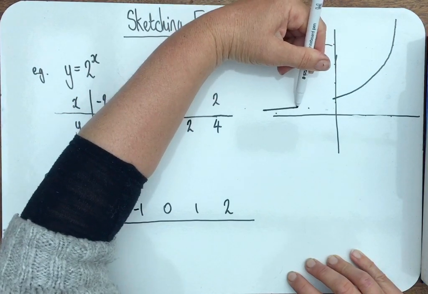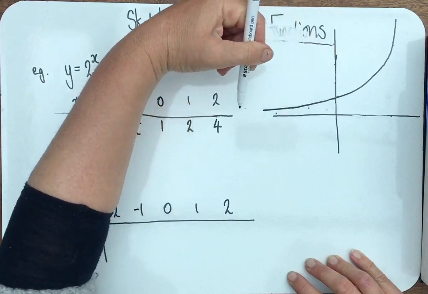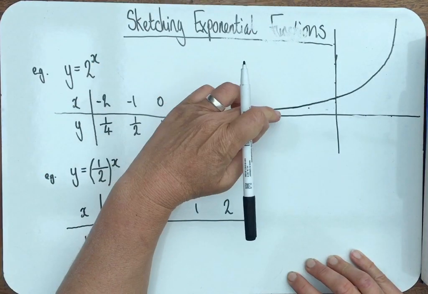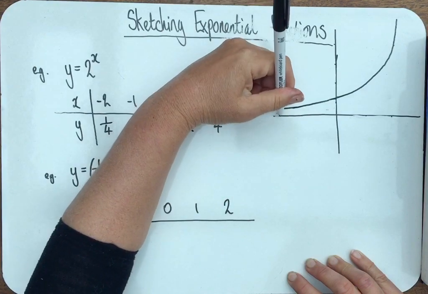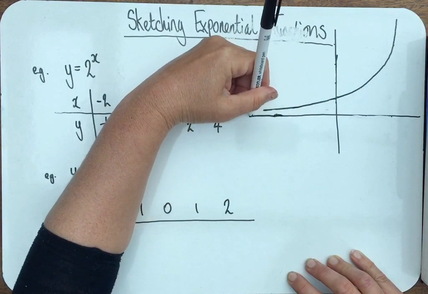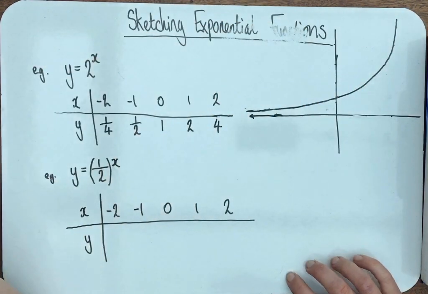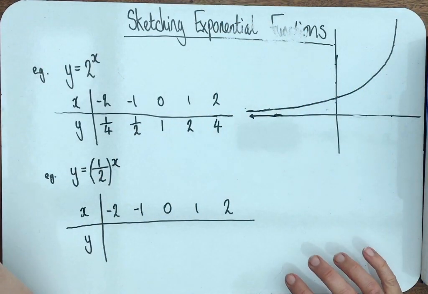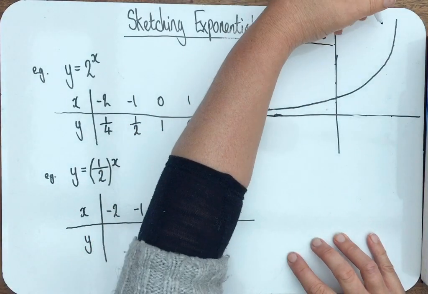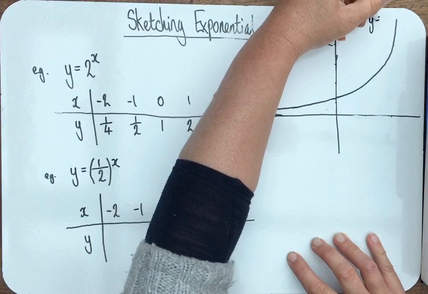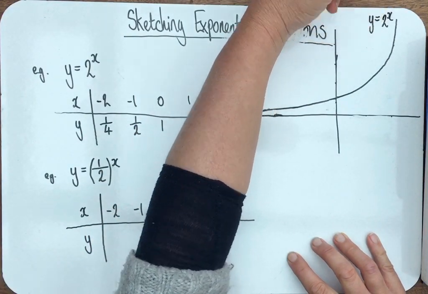So you get this exponential shape. And the x-axis is an asymptote to the curve. So that's roughly what y equals 2 to the x looks like. I'm not sure it's my best exponential shape ever.